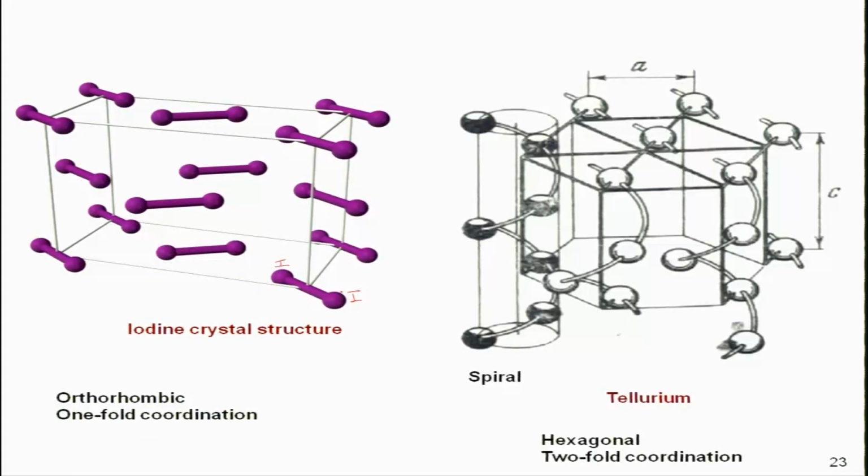This is the structure of tellurium, which is a spiral structure, it is hexagonal, it again has two-fold coordination in a spiral network. So, these are basically the covalently bonded structured materials which we wanted to discuss in this lecture. So, what we will do now is we will continue what we were doing.